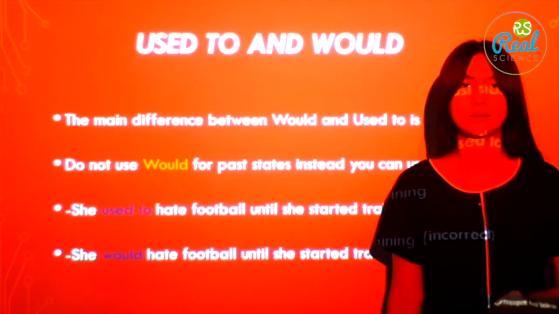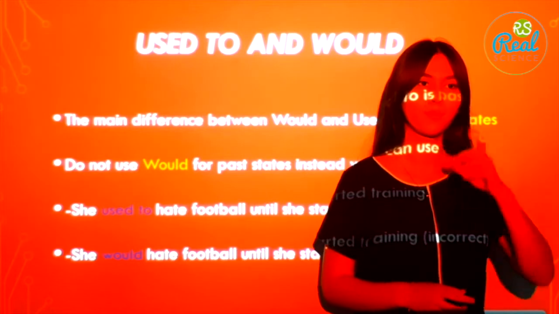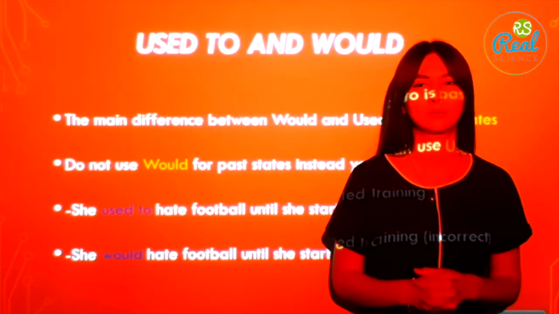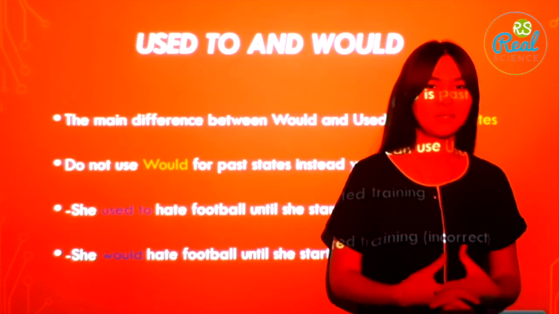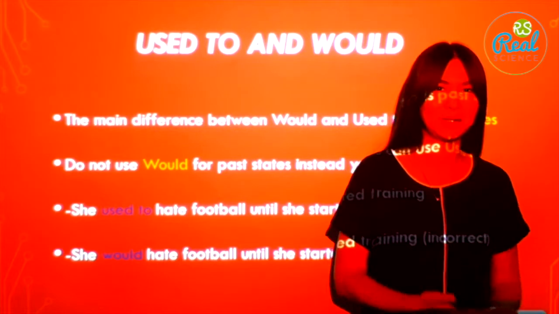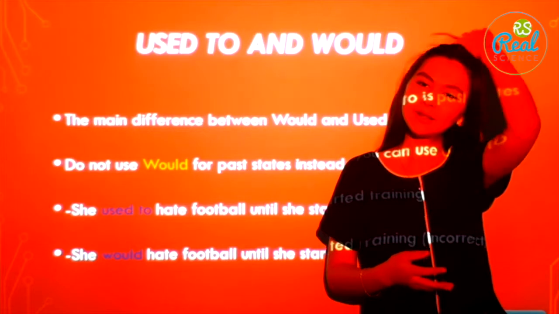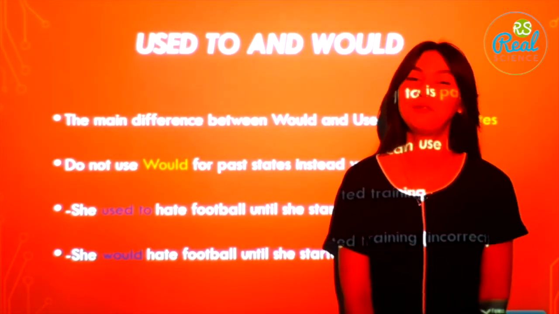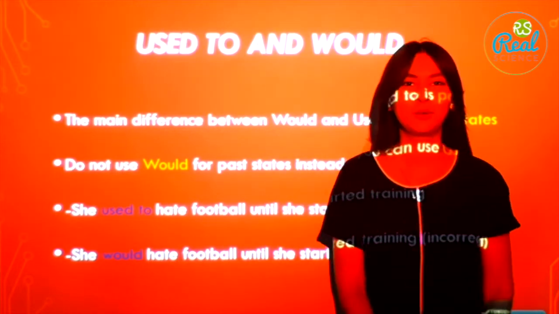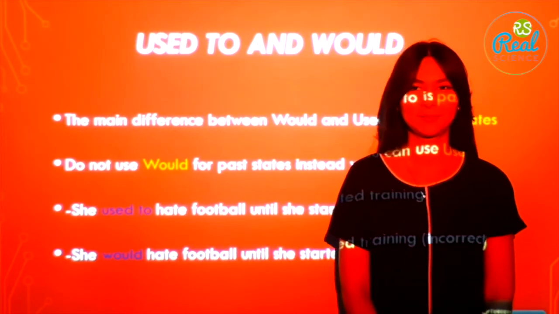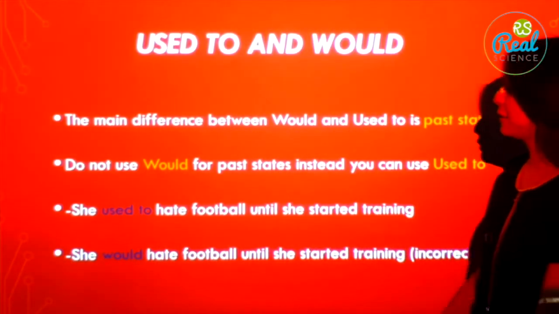Now let's look at an example. Past states, I think they are state verbs. State verbs, yes. So want, like, hate, these are the past states. We can't say "I would like" in the past, let's say football, but now I don't like them. You cannot say it like this, okay? Okay, you got it. Good job.